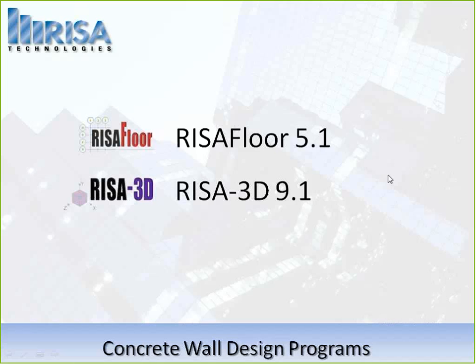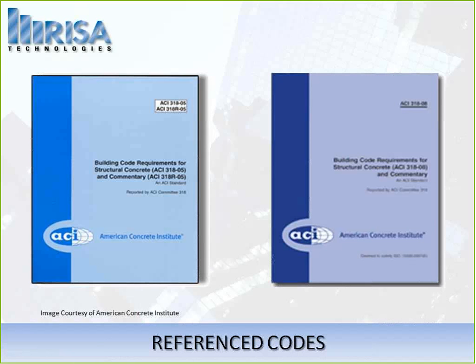So first of all, let's jump into some of the code information. We're going to be talking about ACI 318-05 and ACI 318-08. Those are the two references that we implemented this concrete wall for. So you're going to want to make sure that you have your code set to that version of the code in order to get the wall feature.